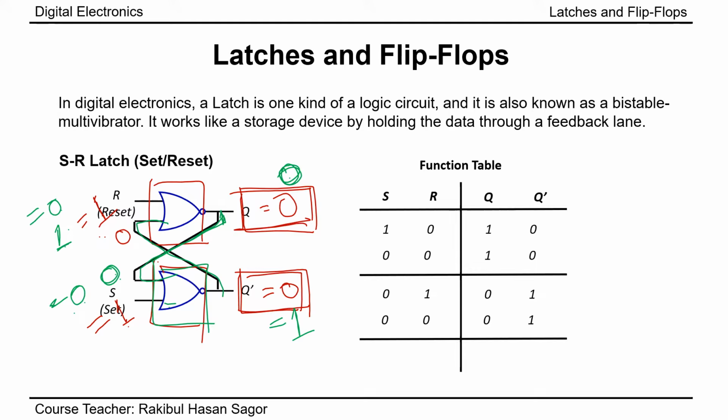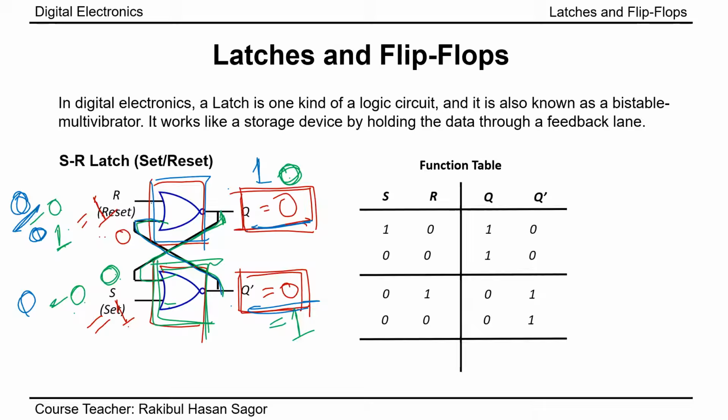Fine. What if I had started with the lower one? What if I start with the upper one? Suppose the present state was q equal to 0 and q prime equal to 0. Now I am giving 0 0 input, here 0 and here 0. S equal to 0, r equal to 0. Now let's start with this upper one. One of the inputs is 0, another input will come from q prime. So this q prime 0 will appear here. So here we have 0 and 0. Both the inputs are 0. What will be the output? The output will be 1.